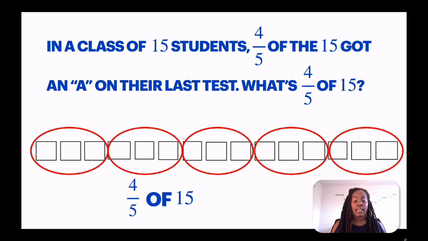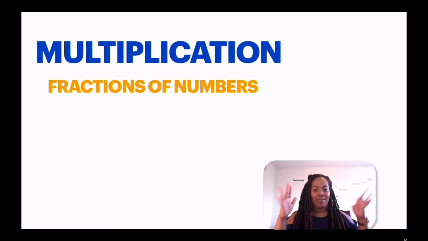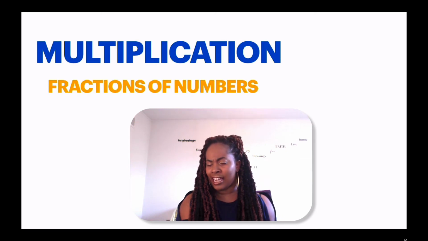So now let's go back, and it says 4/5 of 15. So if we were to shade in 4 of those circled groups, we end up with 3, 6, 9, 12. That means that 4/5 of 15 is 12. Wow. But again, considering that this is a real world application, you always make sure you answer the question. What's 4/5 of 15? 4/5 of 15 is 12. Okay? Great job. Wonderful.